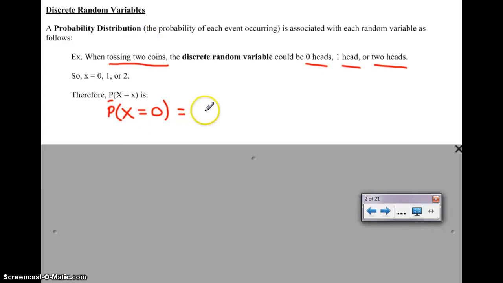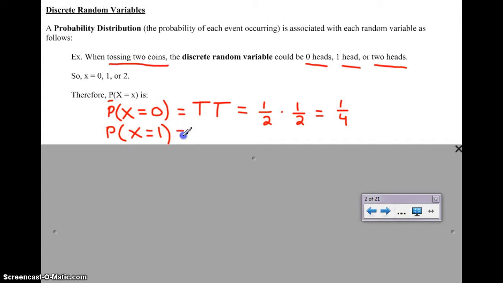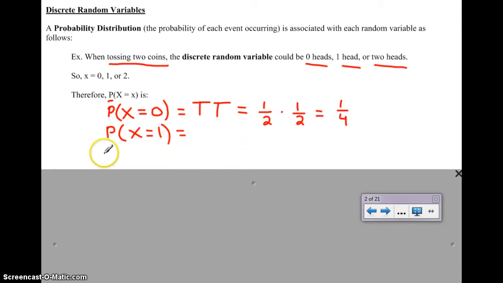Well, if I'm going to have 0 heads, that means I'm going to need to have 2 tails. So 2 tails, the probability of getting 1 tail is 1 out of 2 outcomes, 1 side out of 2 possible sides, multiplied by another tail. So my chance of getting 2 tails is 1/4. Then I'm going to do the same for my probability of getting 1 head. So let's say x is going to equal 1. And then we're also going to do the same thing for the probability of x coming out to 2.